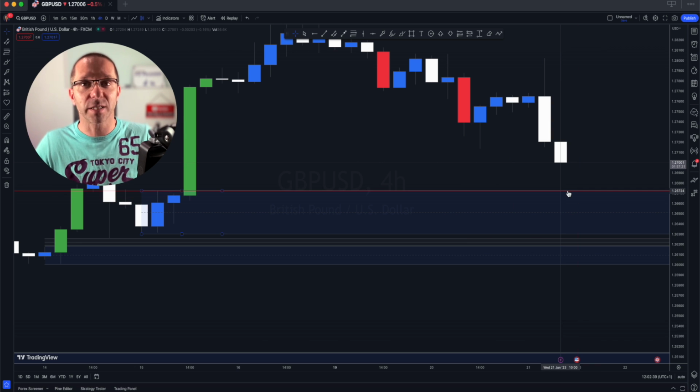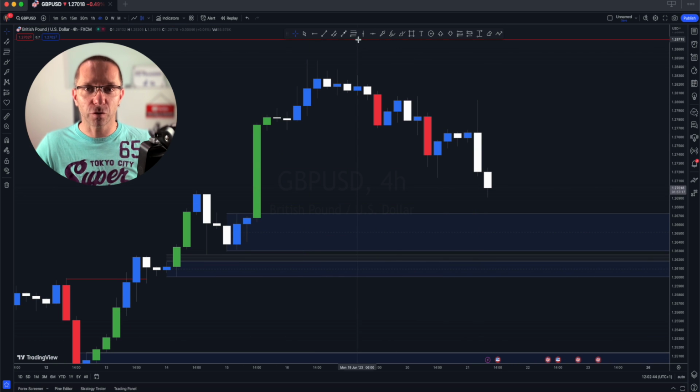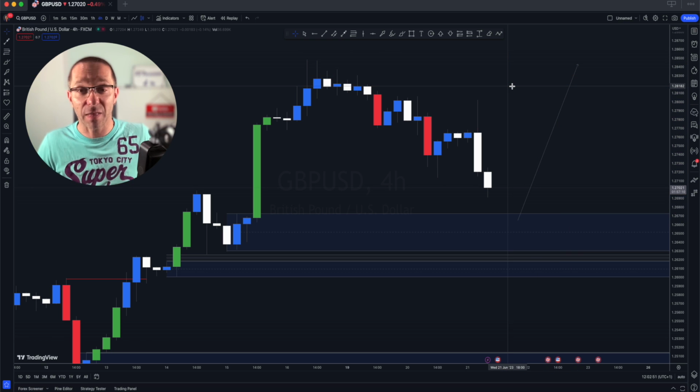To our optimized area of demand. So what does that mean? That means we're looking for any trades once we get into this area of demand back to the upside. And that's how you can combine your areas of demand with imbalances for that optimized entry.